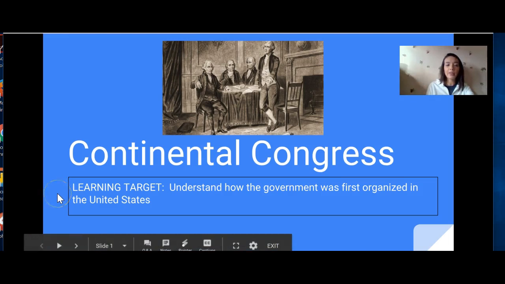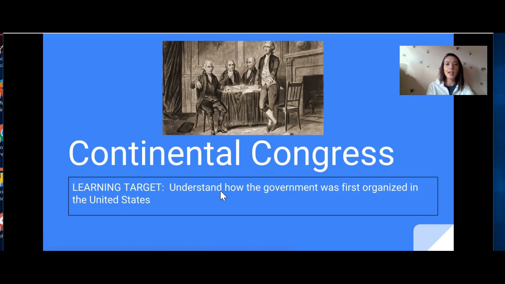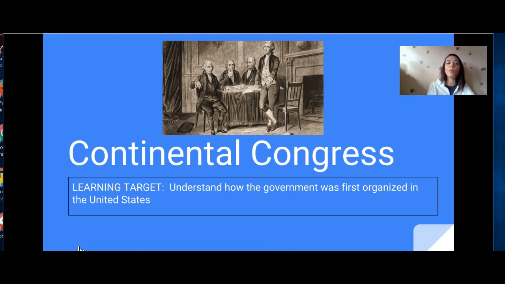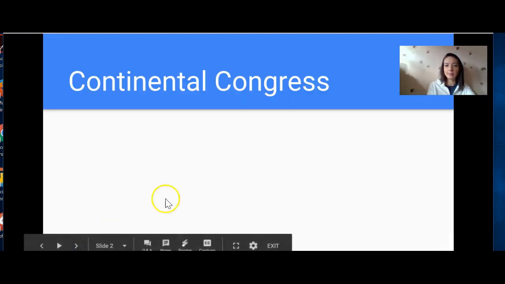Now, let's begin with the learning target. It says that you will be able to understand how the government was first organized in the United States. So the way that the government is organized today got its start actually in the American Revolution. All right, guys, make sure that paper and pen is handy. We are going to our very first slide for the Continental Congress.